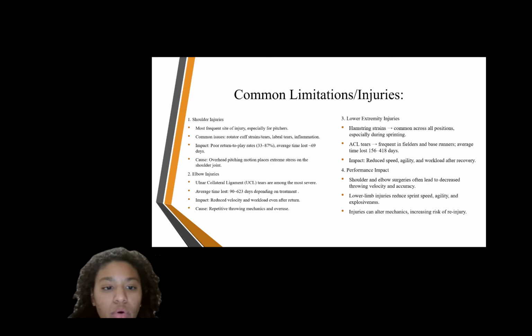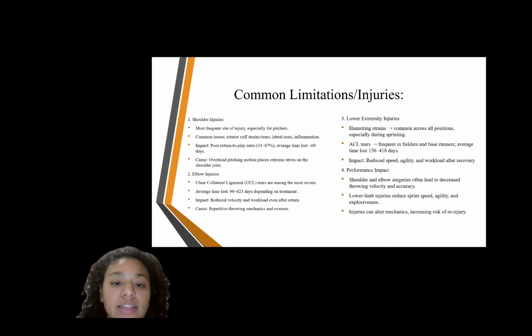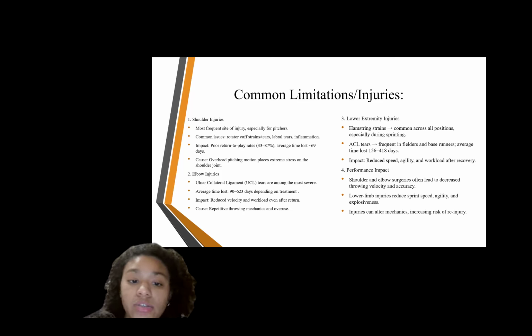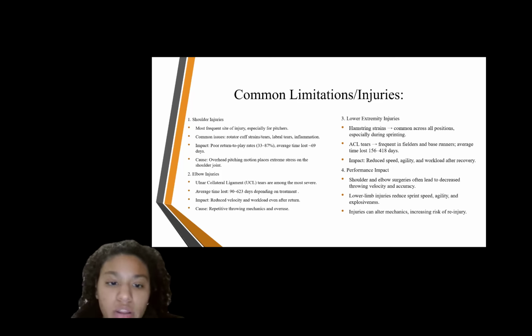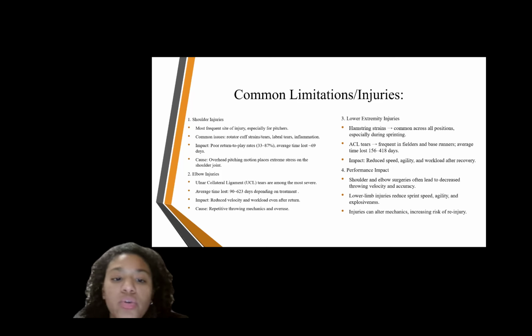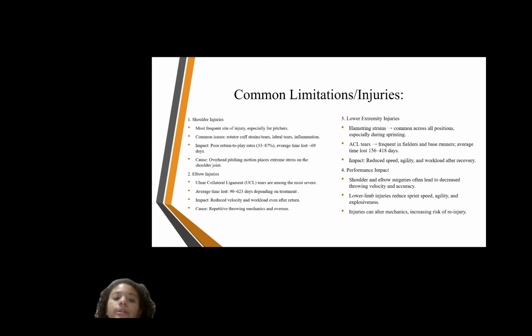Then we have elbow injuries. We have UCL tears among the most severe. This has the most average loss of time, so it's 90 to 623 days, depending on the type of surgery that they get. So depending on the surgery, it could be close to 90 days, or it can be as much as 623, but normally it's not that excessive, but that is the range. And then the impact would be reduced velocity and workload even after the return. And then causes would be repetitive throwing mechanics and overuse.